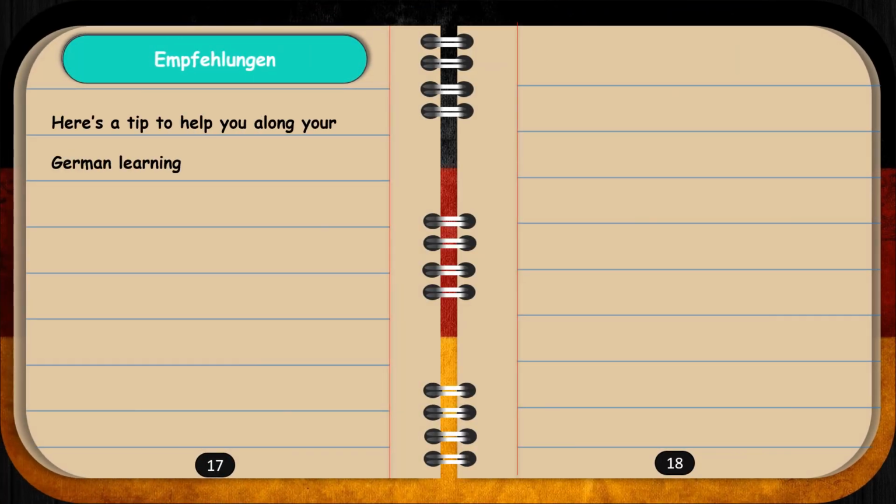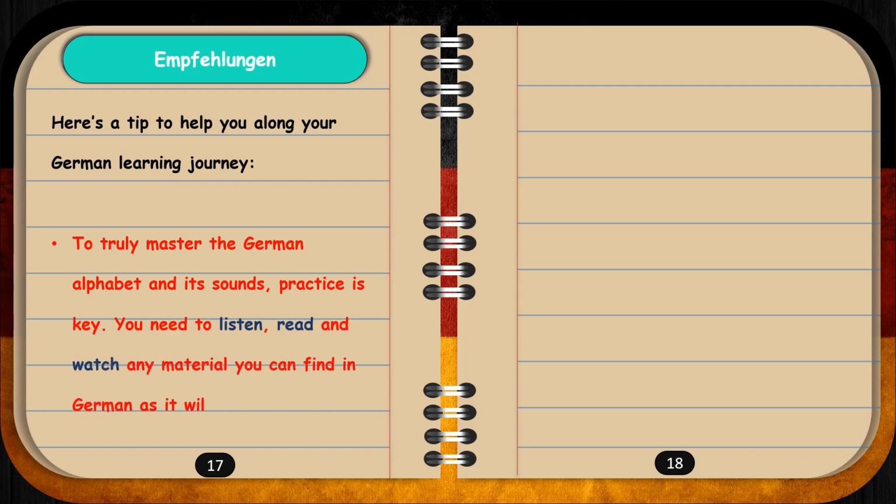So, we're finally at the end of our first book. Here are a few tips to help you along your German learning journey. To truly master the German alphabet and its sounds, practice is key. You need to listen, read, and watch any material you can find in German, as it will help your brain adapt to the language and help you better learn German.